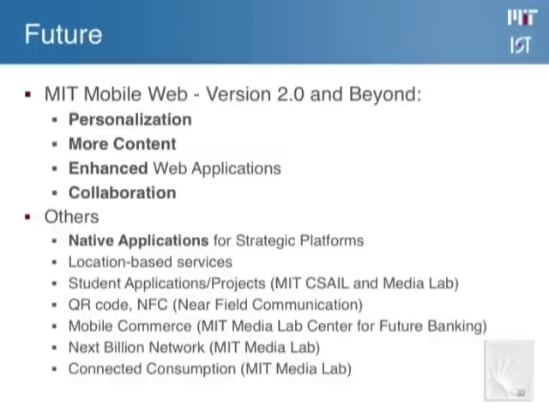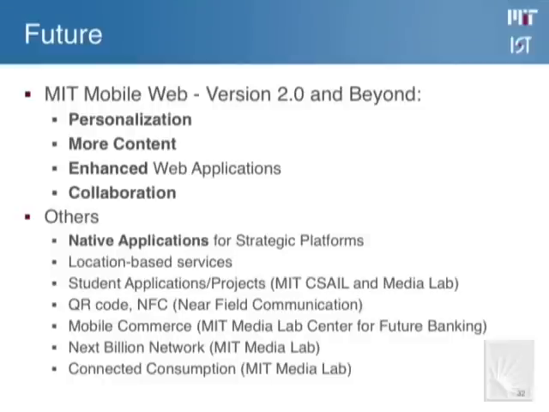Some of the other stuff that we're working on is native applications for strategic platforms. We haven't yet committed to anything, but given our past demographics, I think we're certainly going to tackle a couple of platforms to provide native applications that do things like location-based services. We have a lot of student applications and projects through CSAIL and Media Lab. CSAIL stands for Computer Science and Artificial Intelligence Lab. We've done some work with QR code and NFC that I mentioned earlier. And the Media Lab with Center for Future Banking actually is helping us with the mobile commerce deployment.